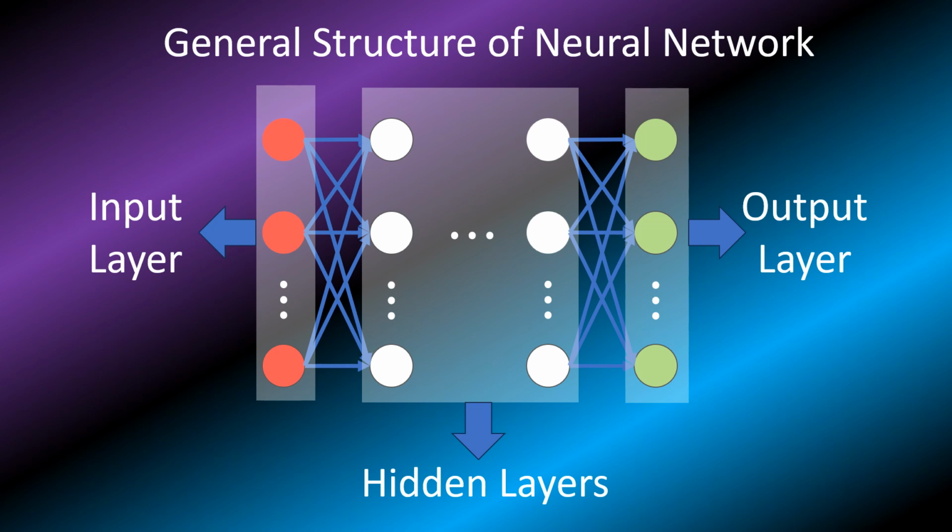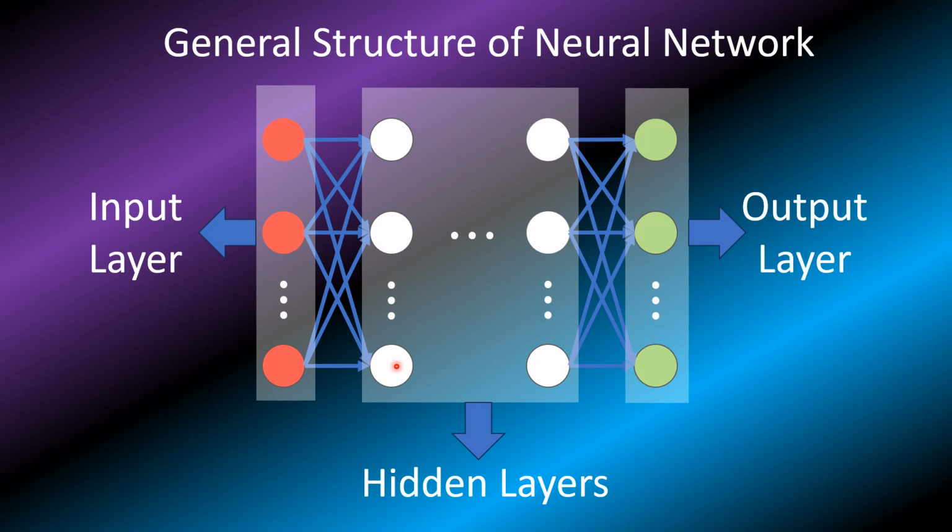So you have the input layer, and it's connected to what is called the hidden layer. The input layer is connected to the first hidden layer. So you can see that each and every input neuron is connected to each and every neuron in the first hidden layer, as you can see here.